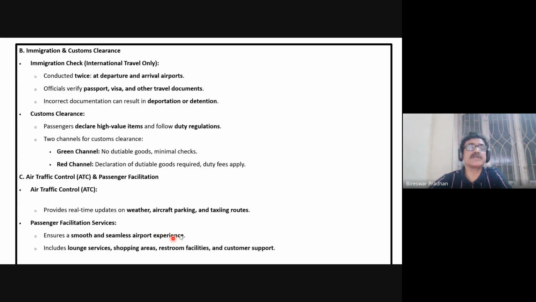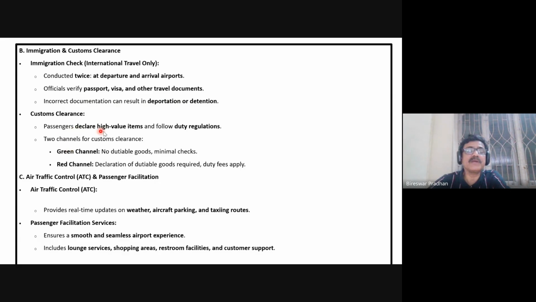Now, immigration and customs clearance. Immigration checks are for international travelers only, conducted twice, at the departure and arrival airports. Officials verify passports, visas and other travel documents. Incorrect documentation can result in deportation or detention.